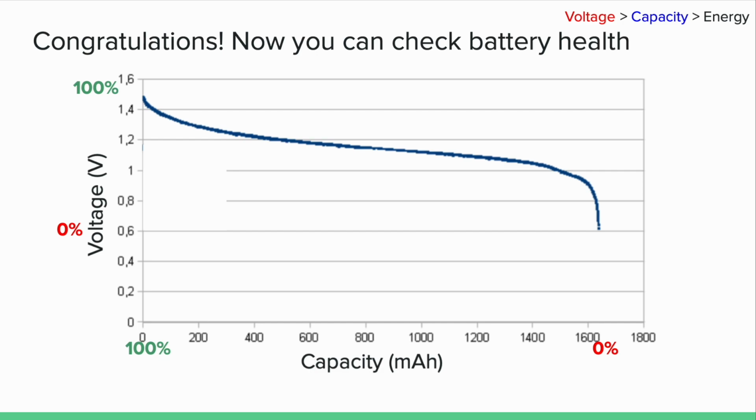I think we all know how to tell those apart. What's more interesting is knowing when a battery is at 50% or some other percentage in between. Let's use 50% as an easy example.